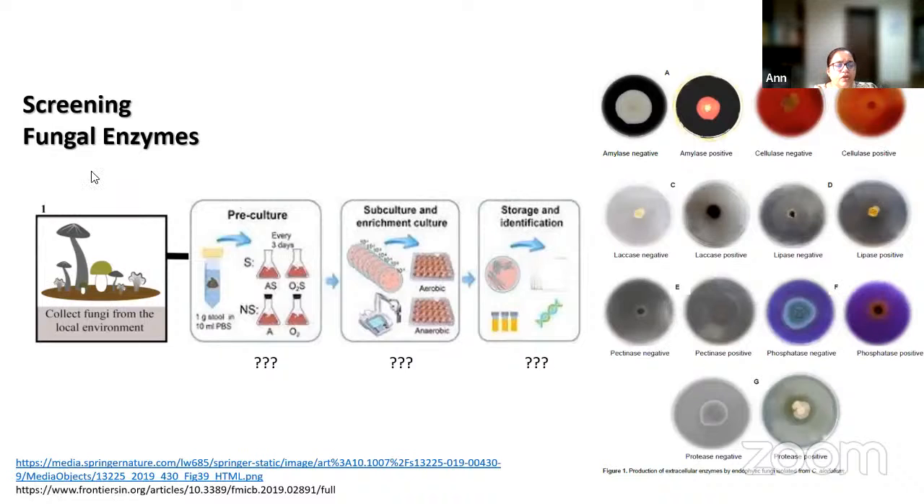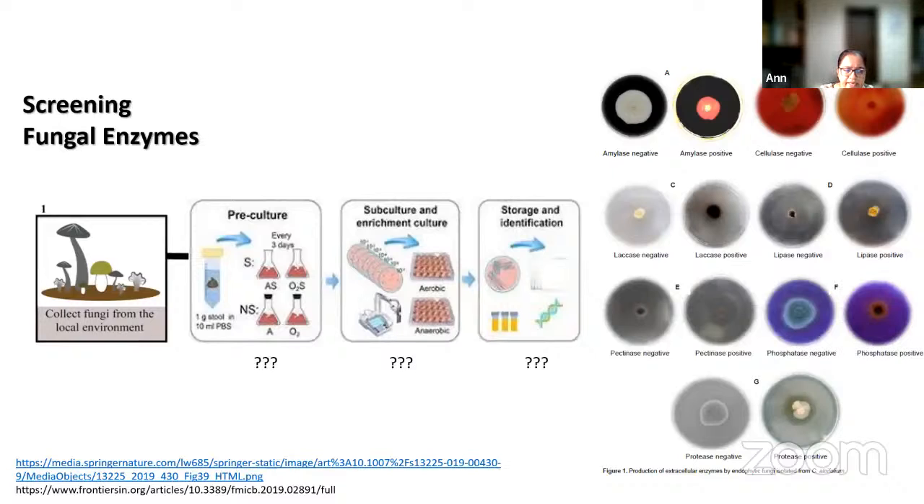So how do you pick organisms? This is a collective slide I have made from different snapshots of pictures from different publications. When we are screening for different fungi, or for microorganisms which have specific properties, we go through different stages. We collect microorganisms from the environment, and once we are done with the collection, we look at how we can pre-culture them, then how we can subculture them, and finally, once we have subcultured, how we can store them and identify the different properties that they have. So this journey from collection to storage and identification needs different mindsets at different points.